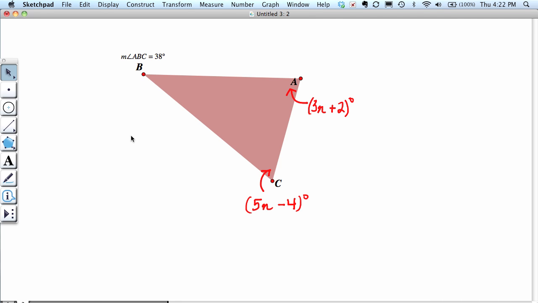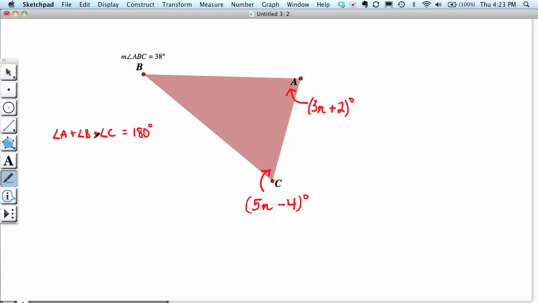What we're going to do in the second part of this tutorial is look at combining what we know about algebra with what we know about the sum of the angles in a polygon to help us find the value of some missing angles. So in this case here we have a triangle ABC, and we're told that the measure of angle B is 38 degrees, and that angle A is equal to 3n plus 2, and angle C is equal to 5n minus 4. So really what we have here is a situation where angle A plus angle B plus angle C would equal 180 degrees because it's a triangle and they always equal 180 degrees.